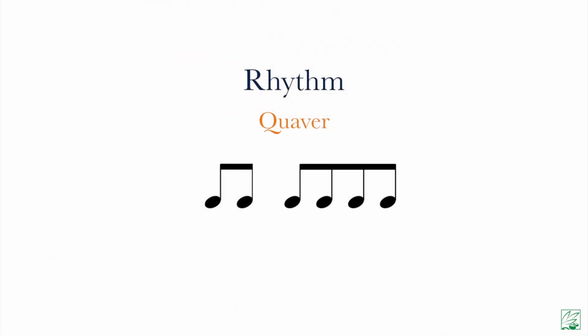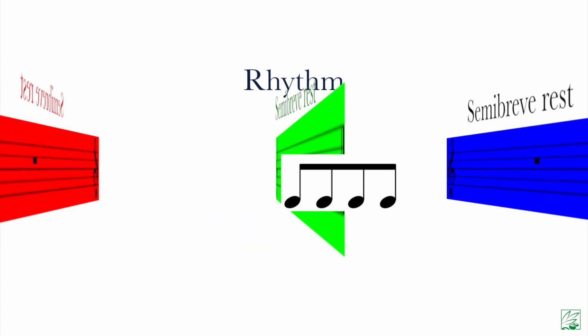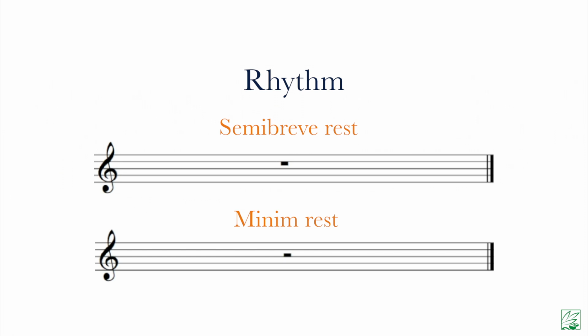If you have 2 or 4 quavers next to each other, they beam the tails across. This just makes it easier to read. Notice that the semi-breve rest hangs from the 4th line, 4 beats, and the minim rest sits in the middle line, minim.